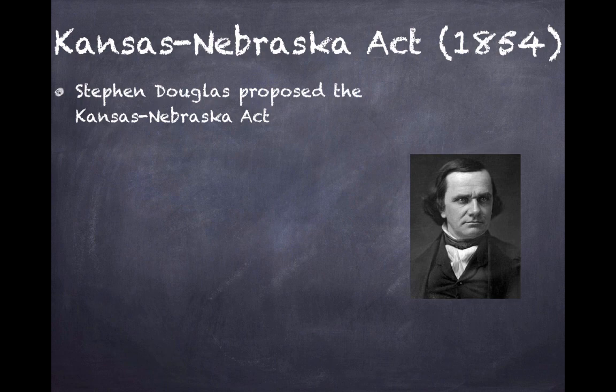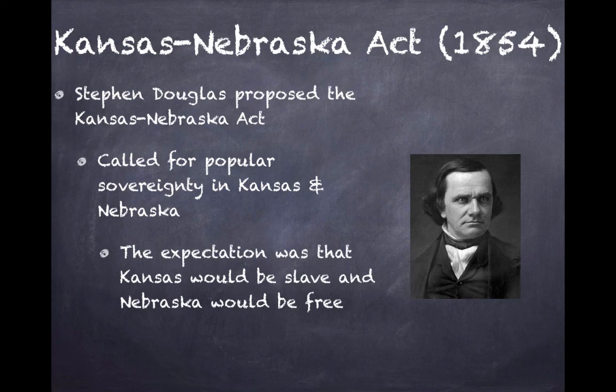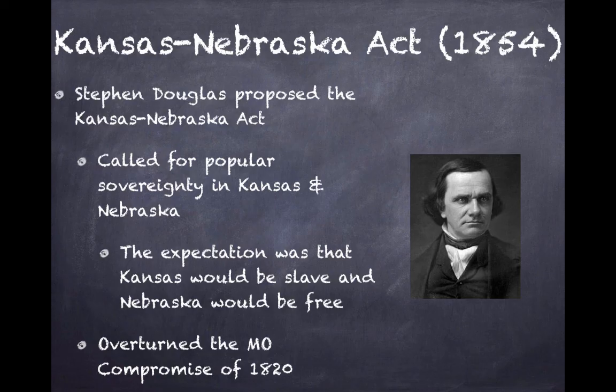So Stephen Douglas, a popular politician during the 1850s and 1860s, proposed the Kansas-Nebraska Act. What this called for was popular sovereignty in Kansas and Nebraska, allowing the people to vote on whether these territories should be free or slave states. The expectation was that Kansas would be slave and Nebraska would be free, so you have that balance of free and slave states admitting into the country. And this would overturn the Missouri Compromise of 1820. So we'll see if it actually played out that way.